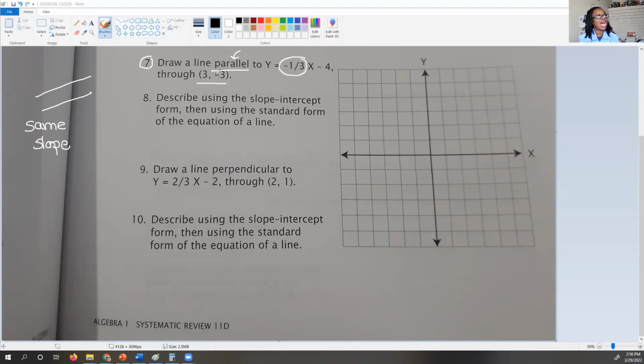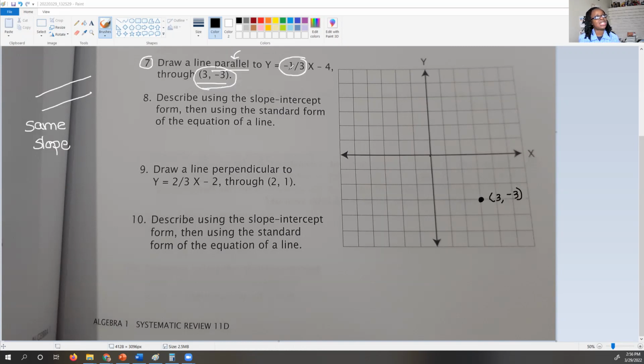Okay, so you've got a slope. So you know what the slope is, and then they gave you the point. Okay, so what you do first is you plot the point. So I'm going to go on the graph and I'm going to plot the point on the graph. And they said it's 3. So I'm going to go to my right 3, 1, 2, 3. And then they said negative 3, 1, 2, 3. So that's the point 3, comma, negative 3. So I plot that first.